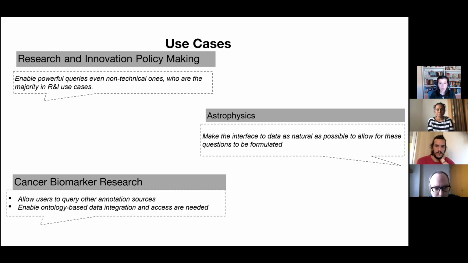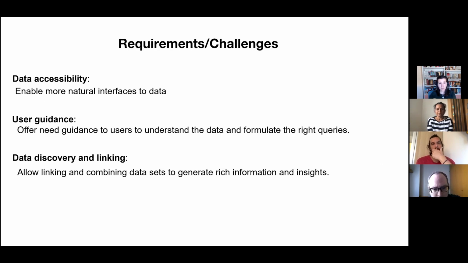So essentially, three very fundamental requirements and challenges form. We hear about data accessibility, how we can enable more natural interfaces to data. We hear about user guidance, how we can offer guidance to users through, for example, explanations or recommendations so they can find the data they want, so they can formulate the right queries. And of course, last but not least, data discovery and linking, how we bring together, how we link, we combine data sets, and how we allow these data sets to be queried in a rich and meaningful way.